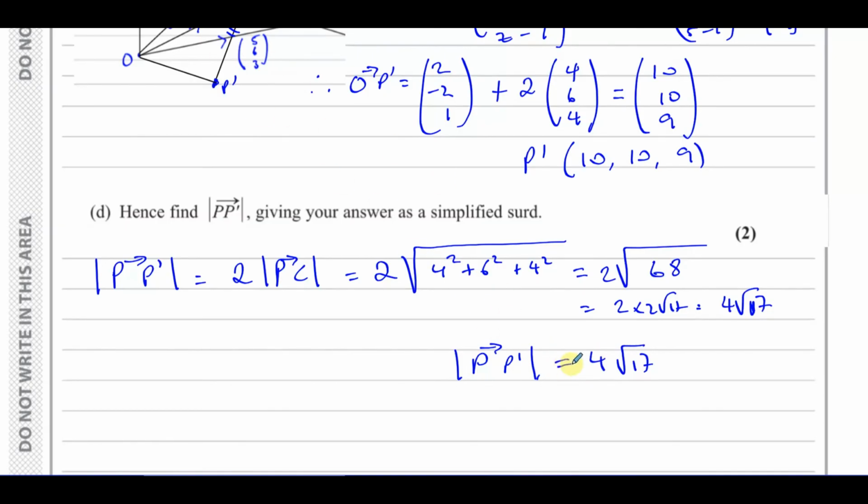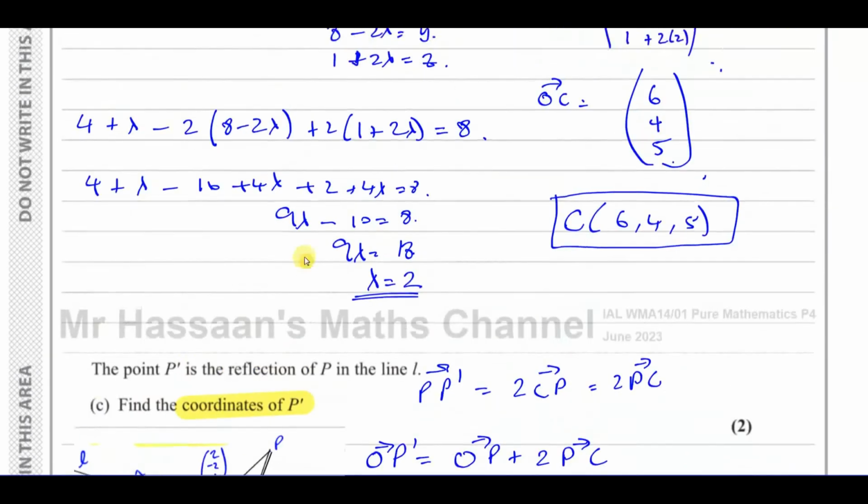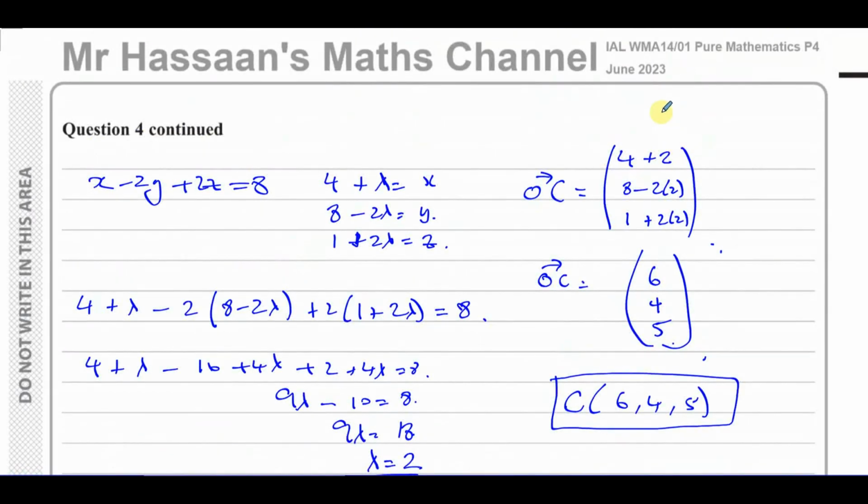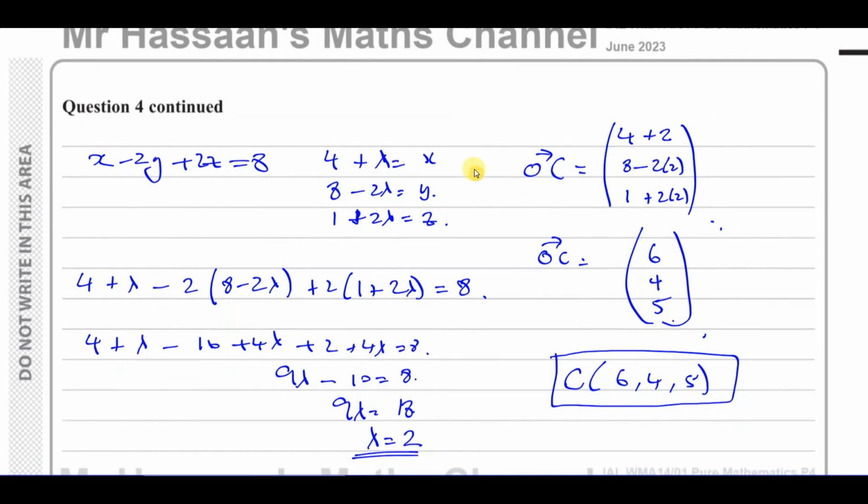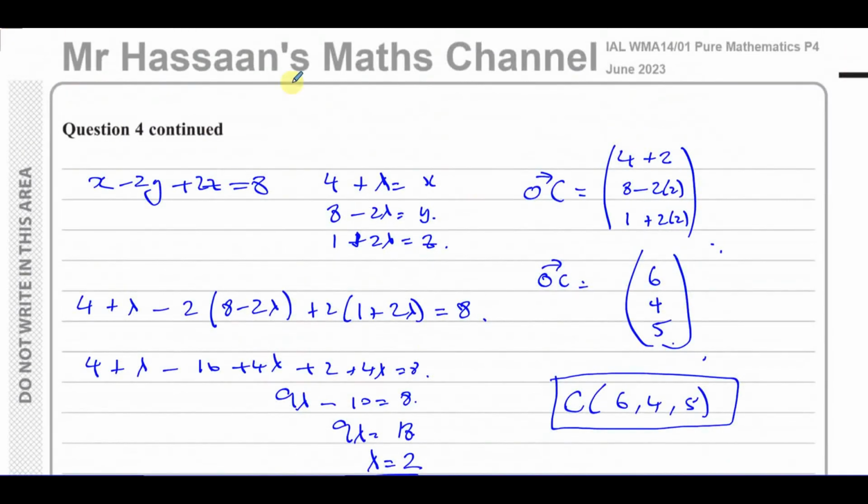Question number 4, I think it is, from the June 2023 Pure Mathematics P4 paper. This question is all about vectors. So let's just do a little summary.